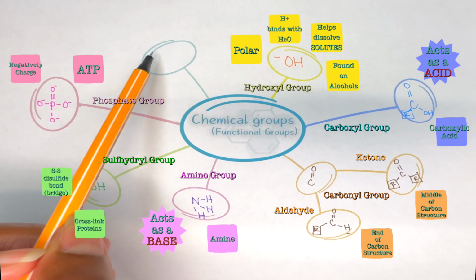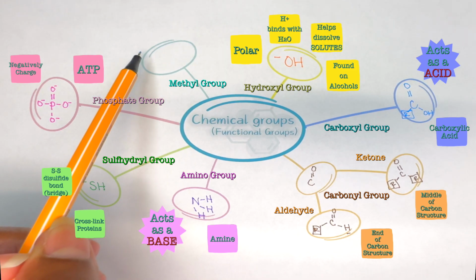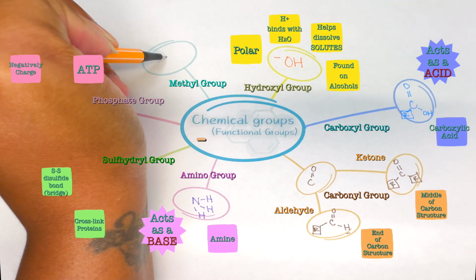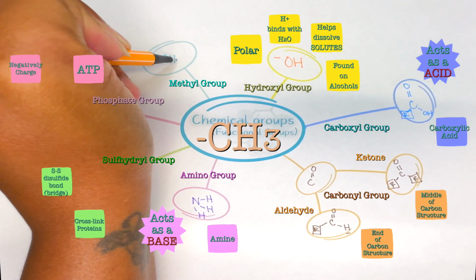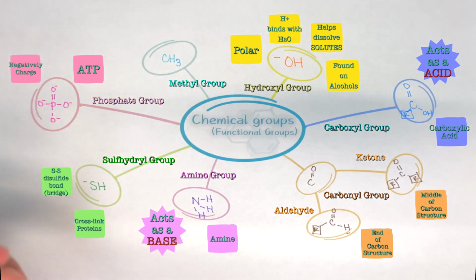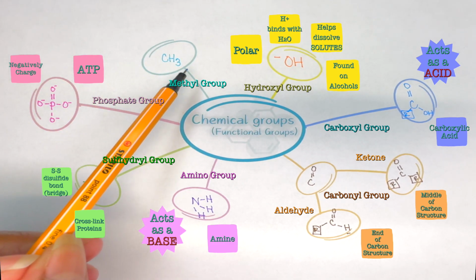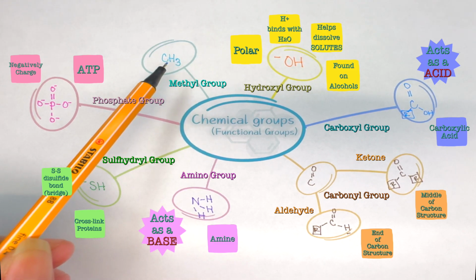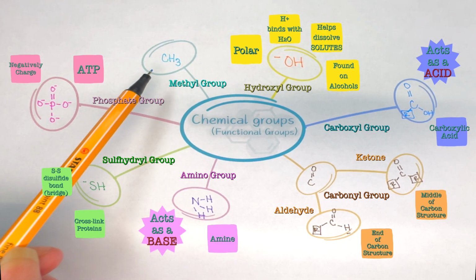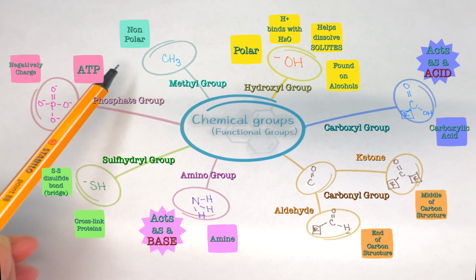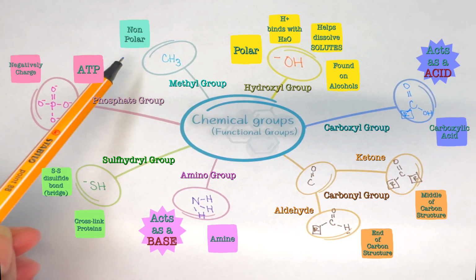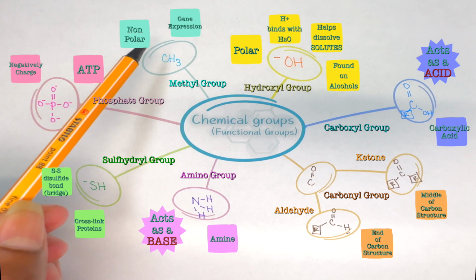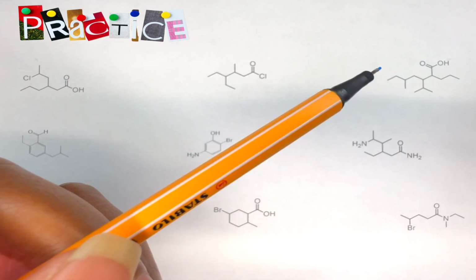Last but not least, we'll talk about that methyl group. So when it comes to the methyl group, you want to look for a carbon bound to 3 hydrogens. This one is actually the only chemical group that's not really chemically active. It is nonpolar and is usually used in gene expression, so it can control when a gene is turned on or off. All right, phew.